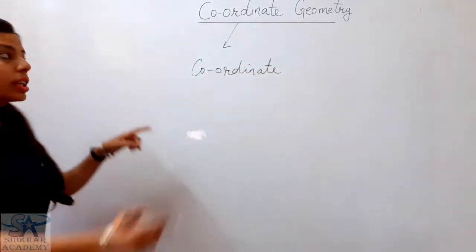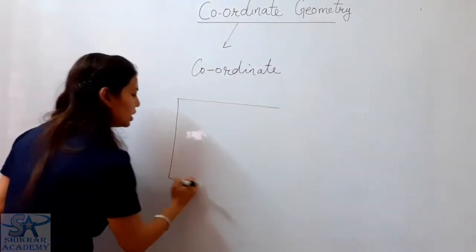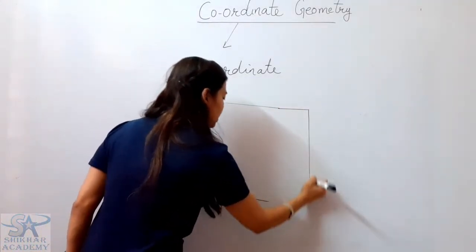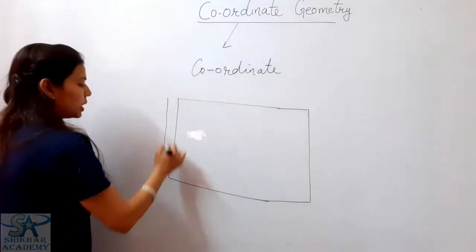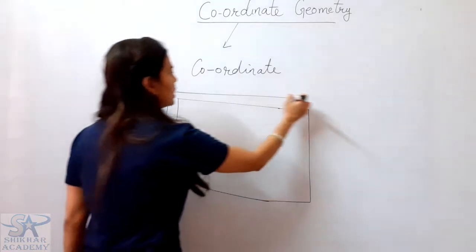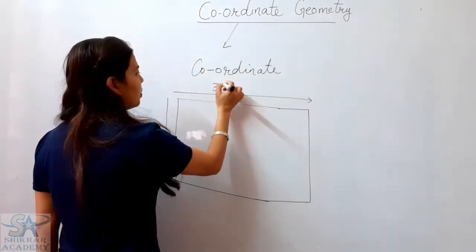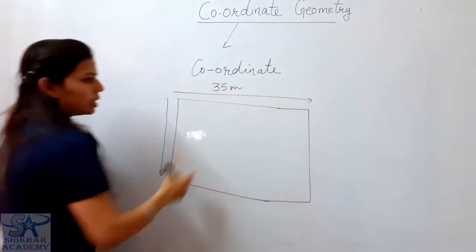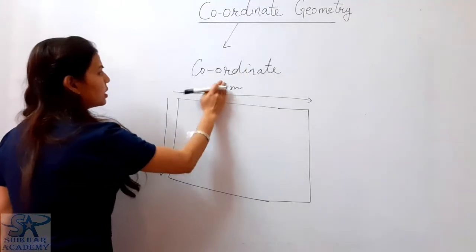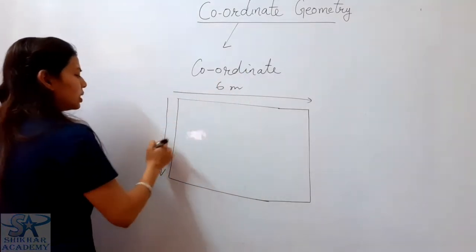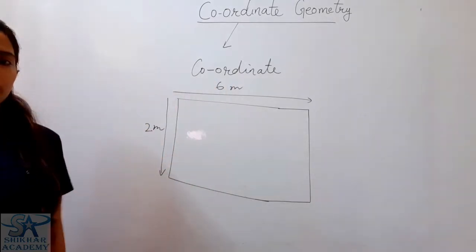See beta, say this is a board. Just consider that this is a board. The board has some dimensions. Say this is the breadth and this is the length of the board. Say the length of the board is 3.5 meters, just let's suppose, and its breadth is, say, this is 6 meter and this is 2 meter. So this is the length and this is the breadth of the board.